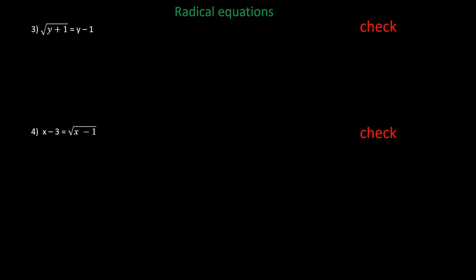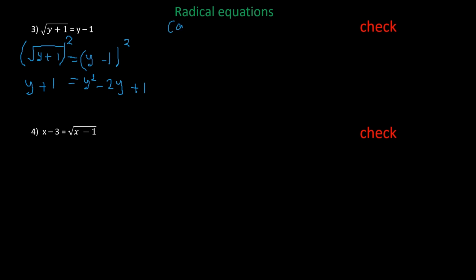In example number 3, we have a variable on both sides, left hand side and right hand side. So let's see how to solve. We will rewrite the equation: square root of y plus 1 equals y minus 1. The square root is isolated already, so we square both sides directly, to the power of 2. On the left hand side, we will just remove the root, then it will be y plus 1. On the right hand side, you remember, if we square a binomial, first squared, y to the power of 2, then minus 2y, first times second times 2, plus 1.